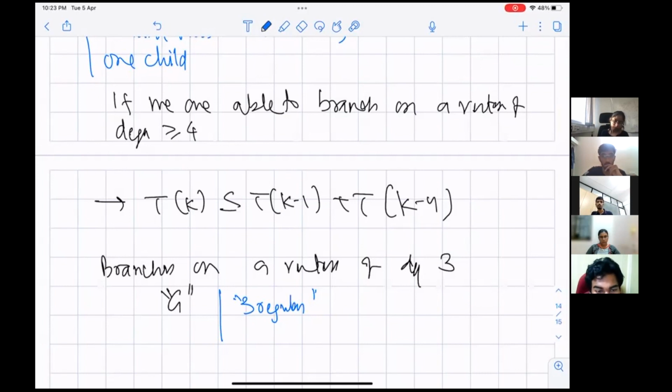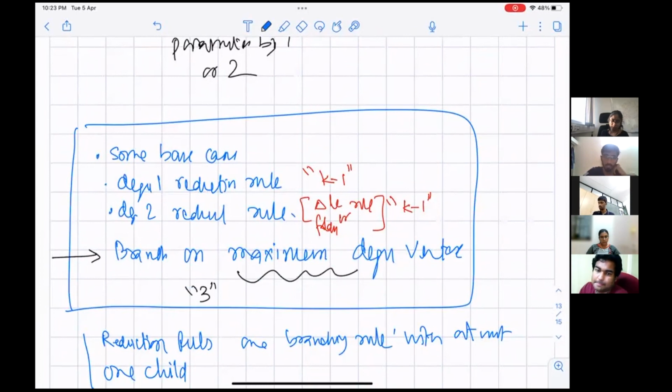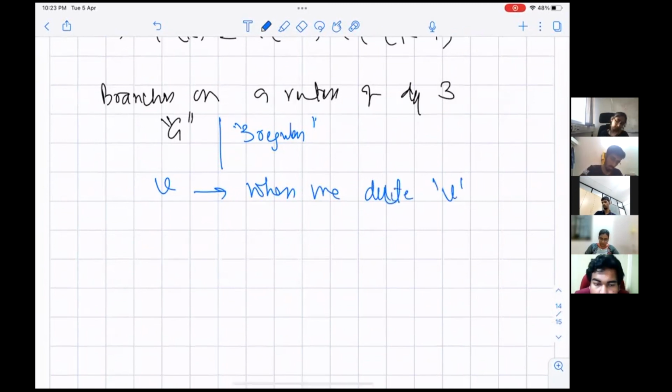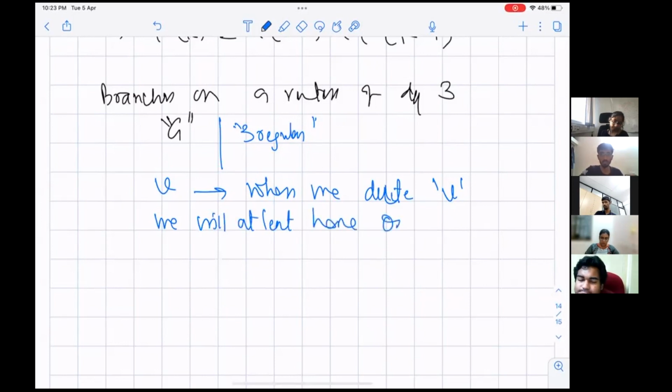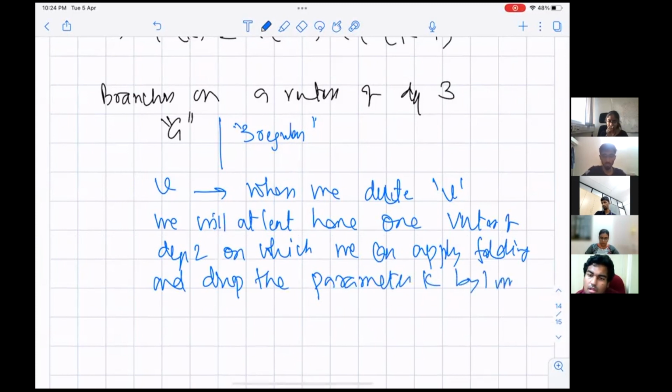Exactly. Because once you have deleted, you will be able to apply one of these two rules: the degree 2 reduction rule will apply. So because of 3-regularity, when we delete v, we will at least have one vertex of degree 2 on which we can apply folding and drop the parameter k by 1 more. So in this case, k drops by 2, and in the other case, it drops by k minus 3.